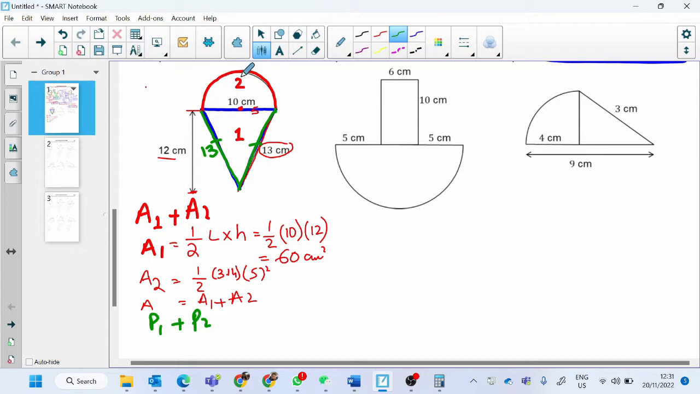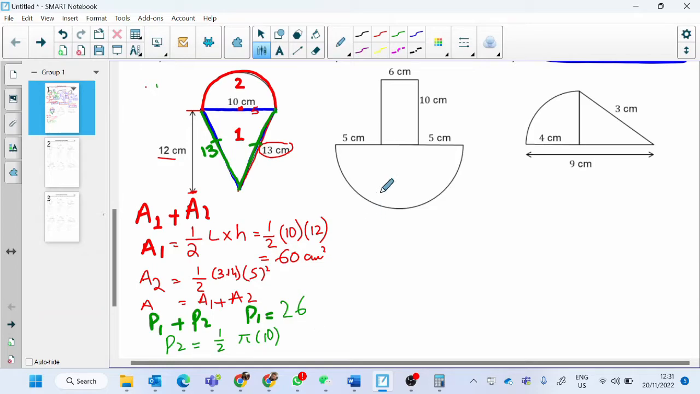and for the second one, we already know this is half of a circle. So P1 is equal to 26 and P2 would be 1/2 times pi times d. The diameter here is 10. So this should give us P2. So then we can simply do P1 plus P2.